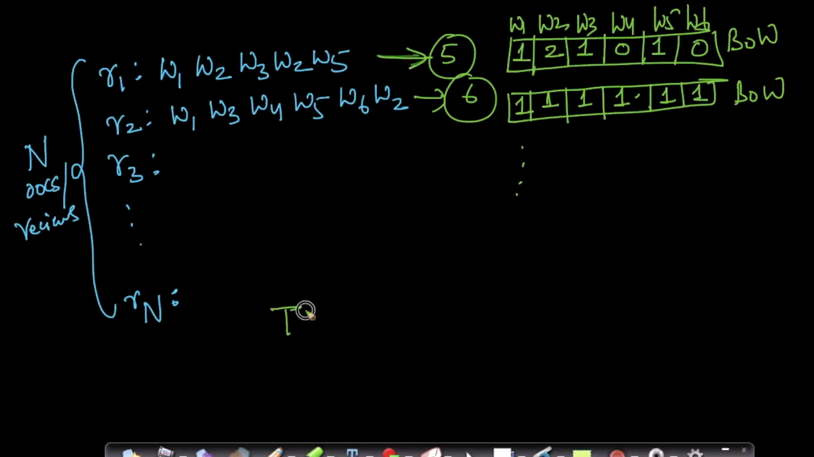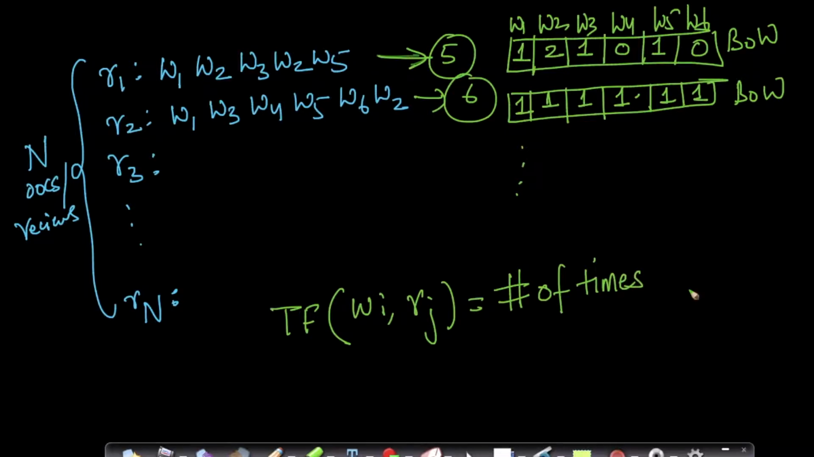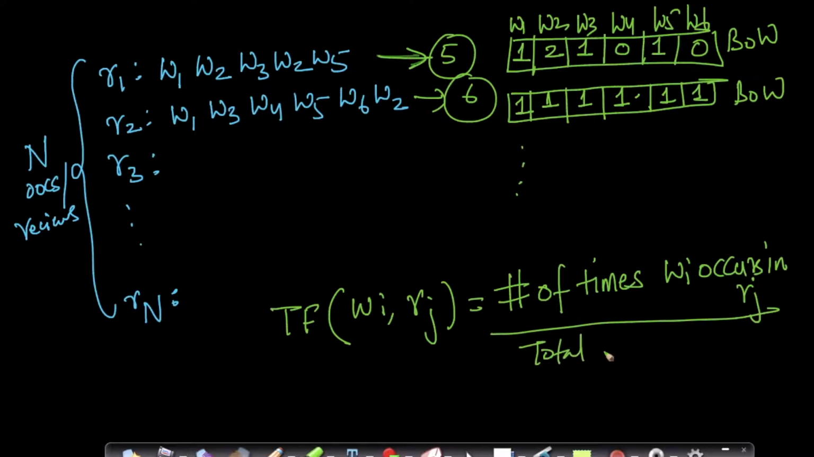Now, the term frequency of any word Wi in any review or document Rj is the number of times Wi occurs in Rj divided by the total number of words in Rj. I always write number with a hash.